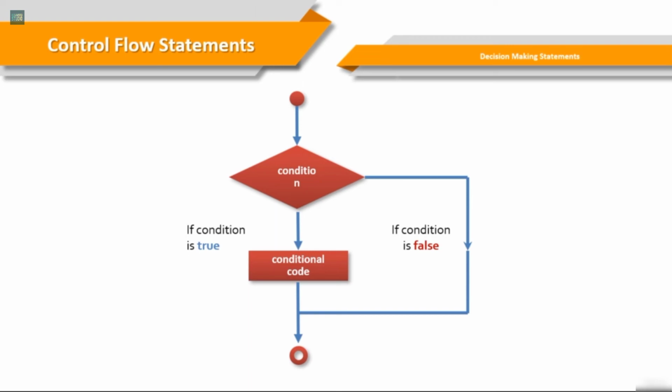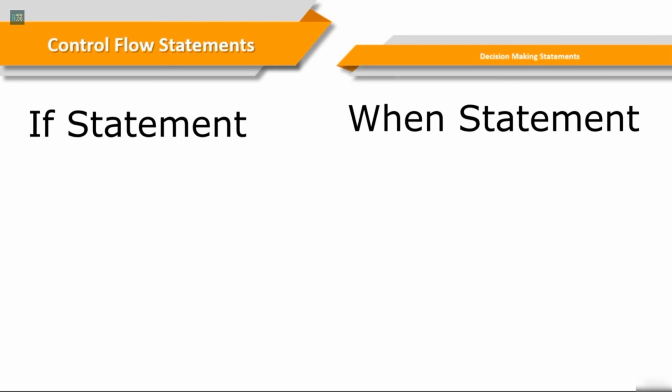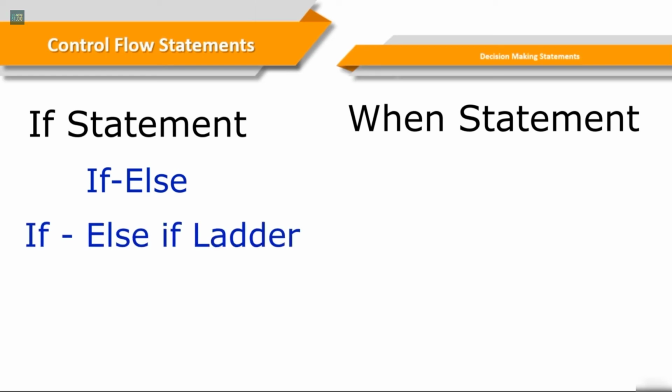Now, there are two types of decision-making statements in Kotlin. They are if statements and when statements. So the if statement, this is used to test the condition. So it'll check the Boolean condition, true or false. And there are various types of if statements in Kotlin. We could easily classify these statements as if statement, if else statement, if else if ladder statement, and a nested if statement. So why don't we take a closer look at the if statement and if else statement syntax.